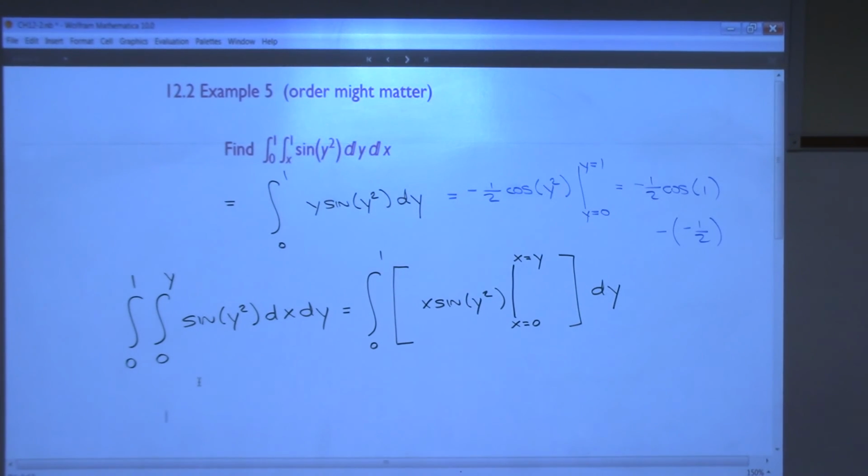Outstanding. If you were going to try and figure out what cosine of 1 was on your calculator, you would be in radian mode, right? If you were in degree mode, you'd get the wrong answer. It's radians unless it's specified that it's degrees.